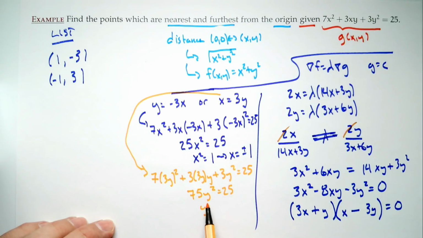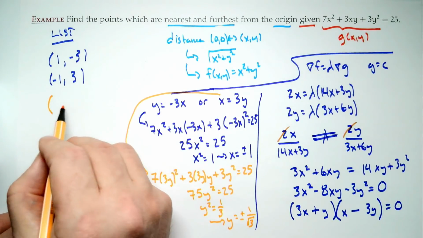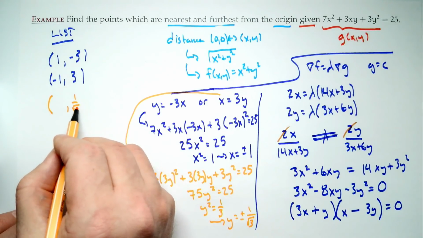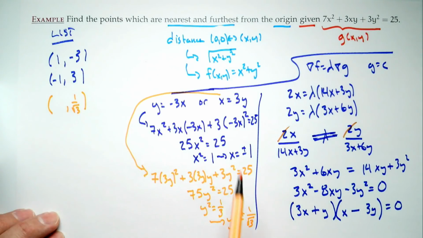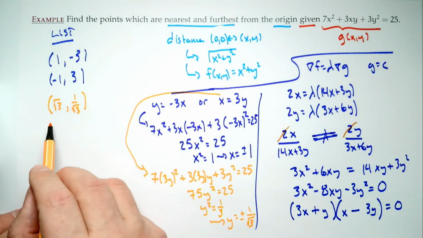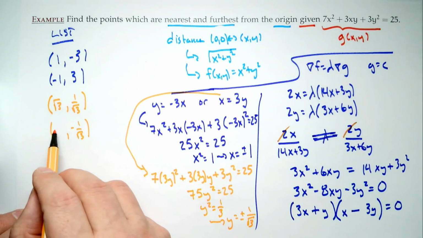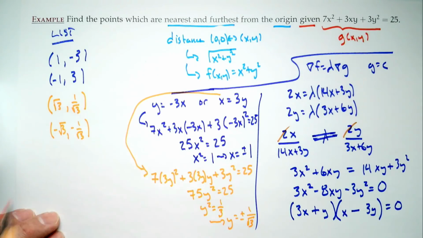What does that say about y squared? 1/3. So y will be plus or minus 1 over square root of 3. Okay, so that leaves us with two other points. Namely 1 over square root of 3 for y, and x will be 3 times that, which will be square root of 3, and minus 1 over square root of 3, and then 3 times that is minus square root of 3.